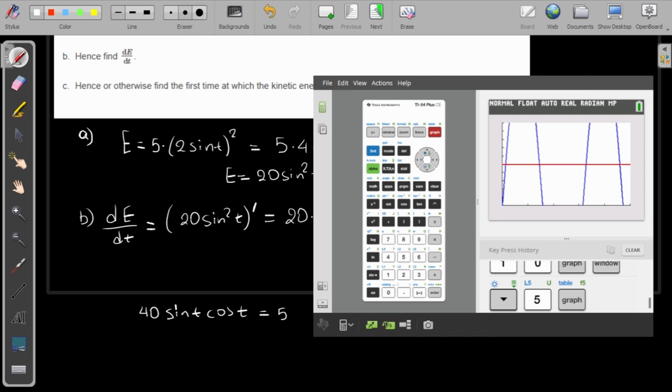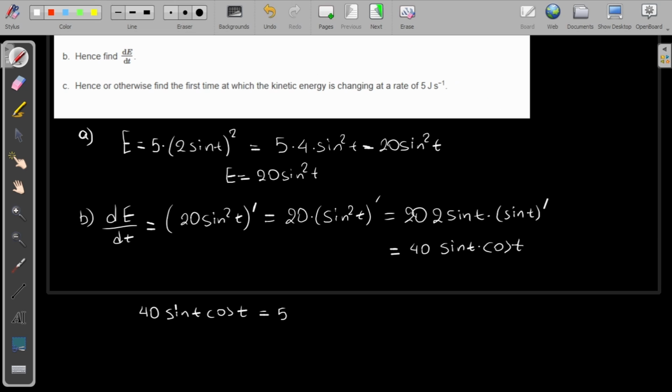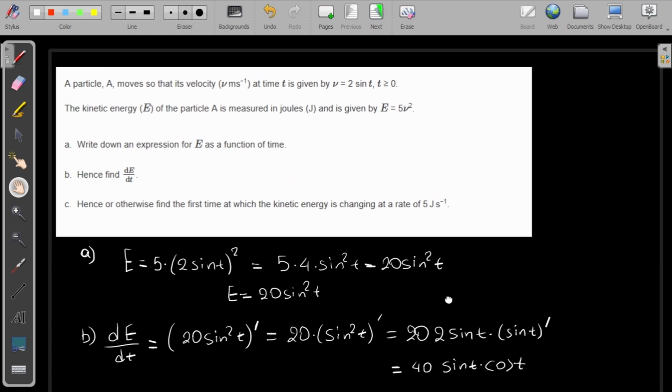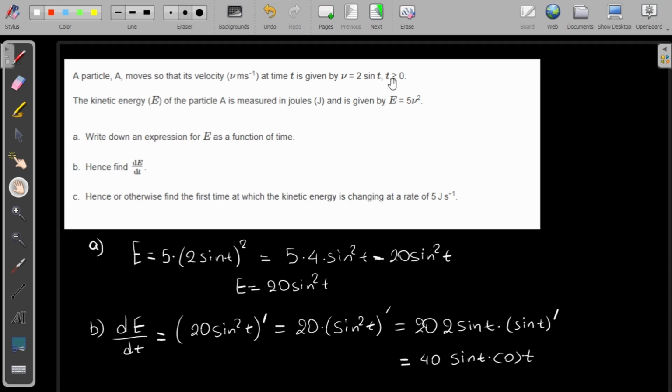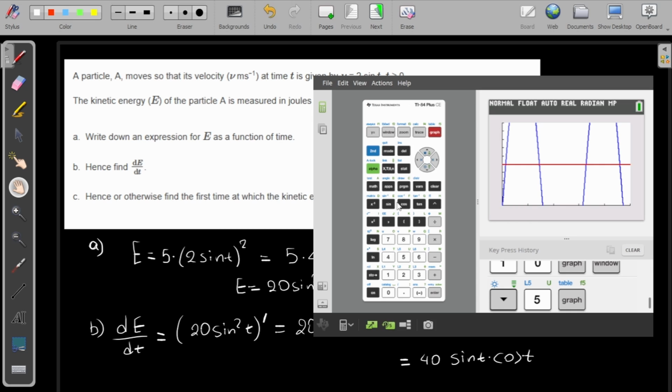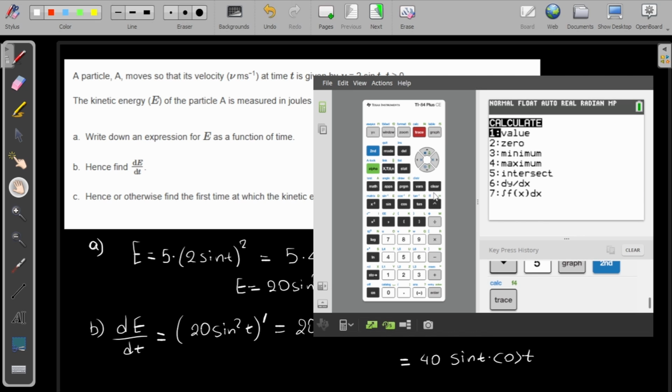Or maybe I should be more careful and see if I have some. No, I don't have. T is bigger than zero. Be careful, sometimes they may change this. This T, maybe it's more than five. So I have to check in my graph where T is. So here, I will go to second, calculate, intersection.